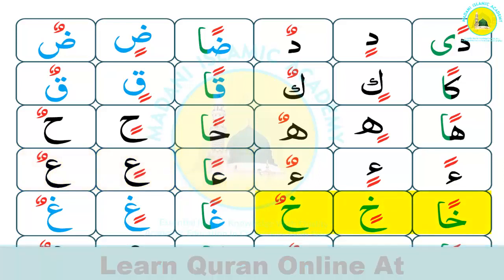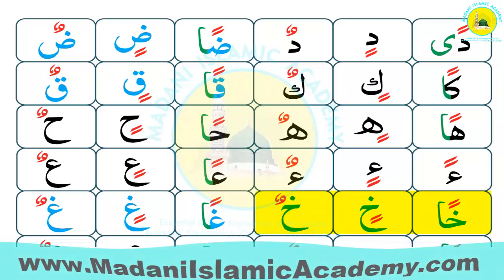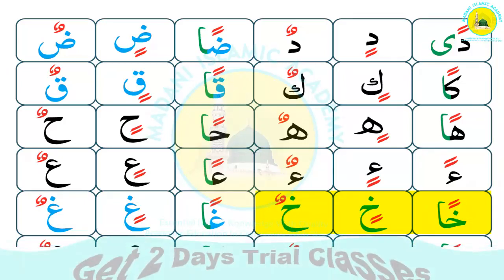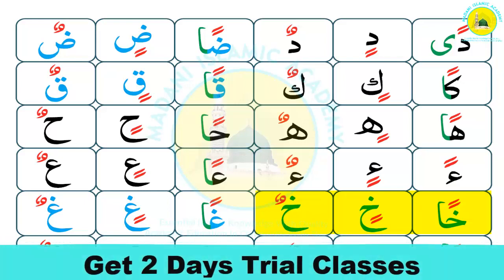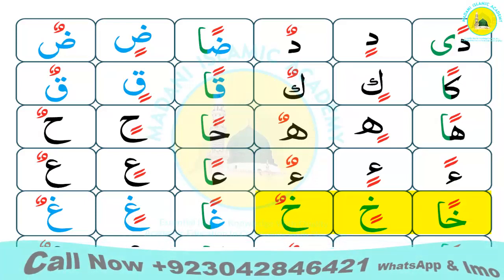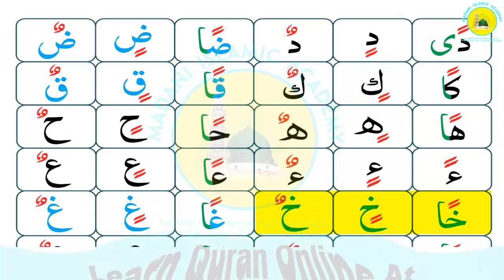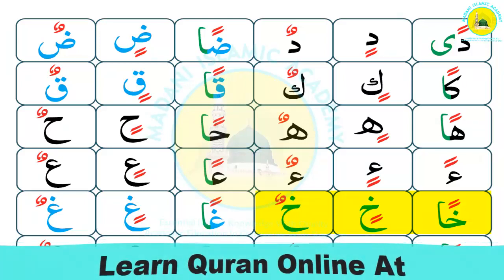خا دو زبر خن. Now can you see this is a musta'liya letter and you have to have a deep sound. Kha, kha. You don't have to open the whole of the mouth but just with a deeper sound. Kha do zabar khan. Kha do zir khin. Kha do pesh khun. Khan, khin, khun.